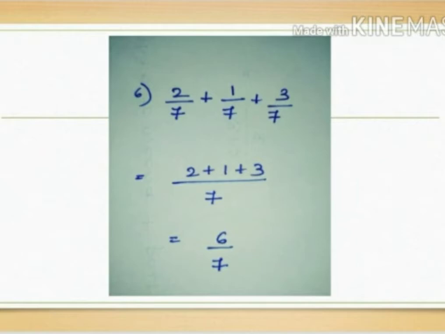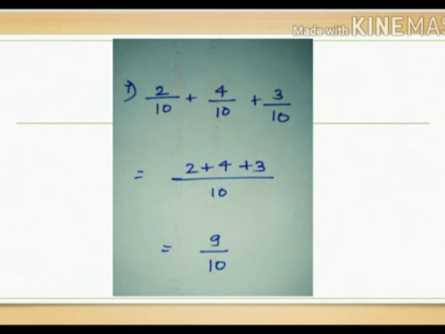Sixth one, 2 upon 7 plus 1 upon 7 plus 3 upon 7. Students, you can see these three are like fractions since they have the equal denominator as 7. So just add the numerators 2 plus 1 plus 3 and write the denominator as it is, 7. So the answer is 6 upon 7.